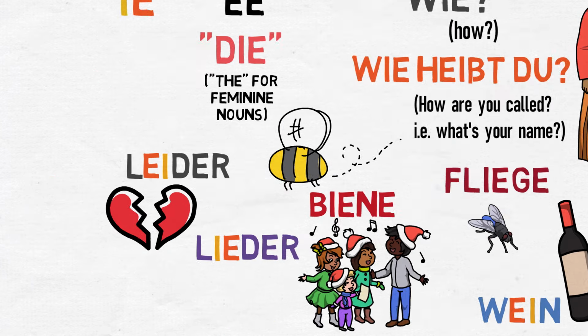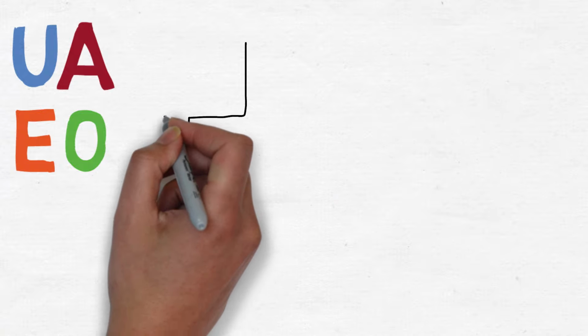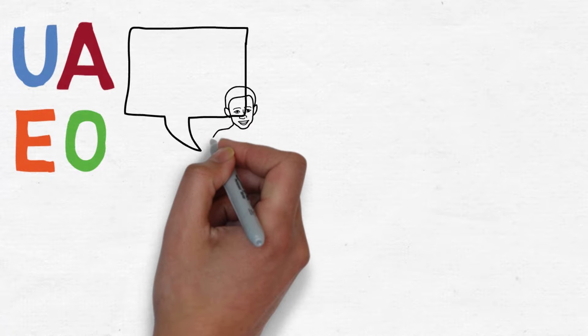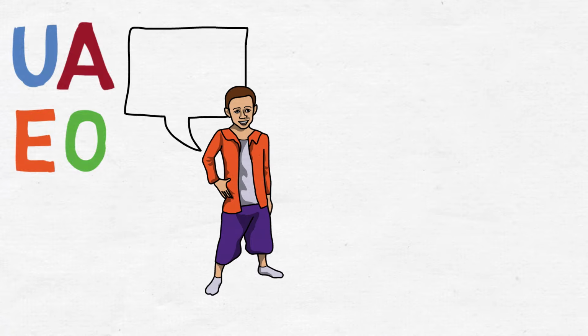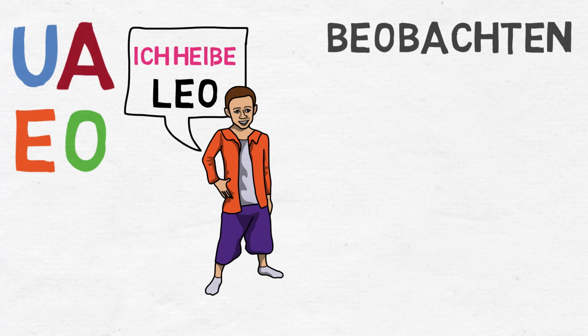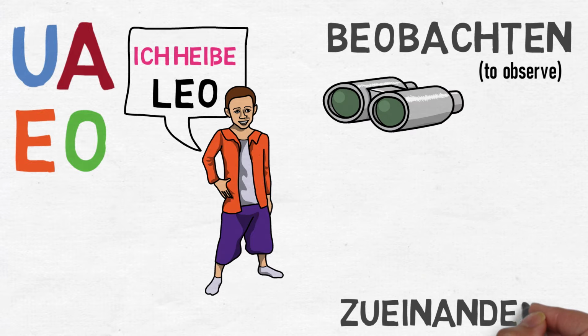If you see another combination of vowels, such as U and A, or E and O, or similar, the chances are that they will be pronounced as two separate vowel sounds and are probably either part of a name or part of a compound word, a word which is made up of several words put together, either a combination of nouns or a verb with a prefix or something like that. For example, Leo, a name for a boy in Germany. Beobachten, meaning to observe. Zueinander, to one another, for example.